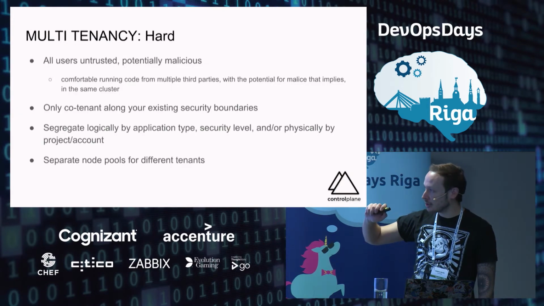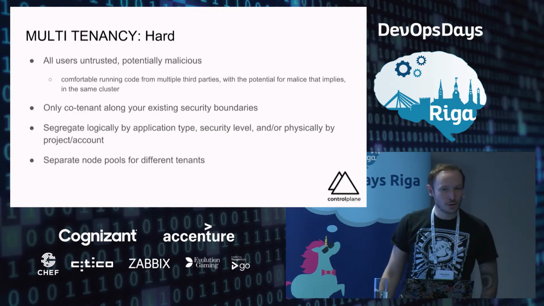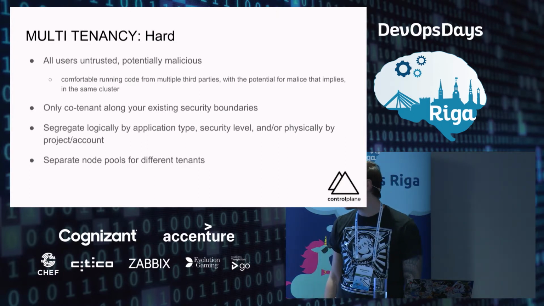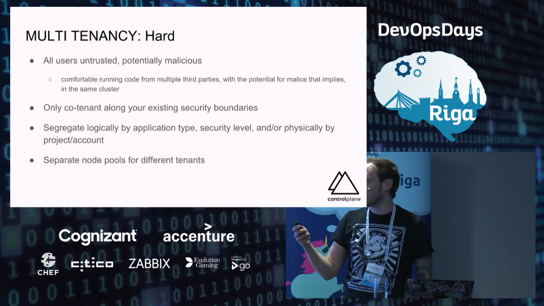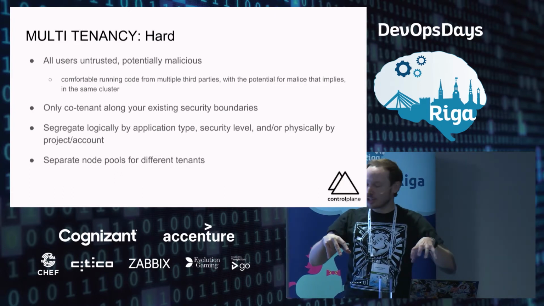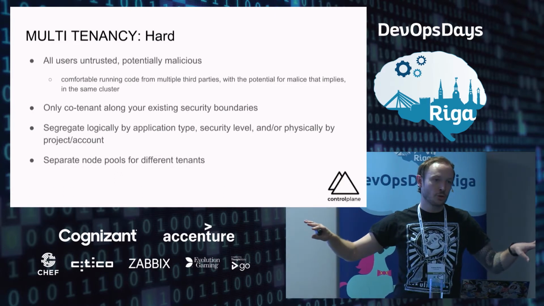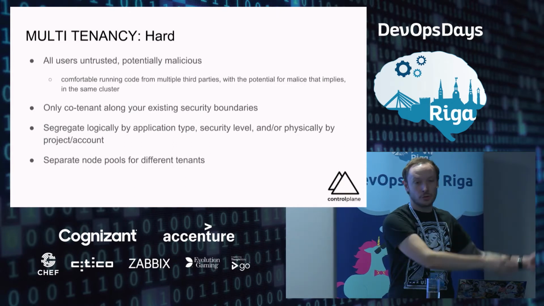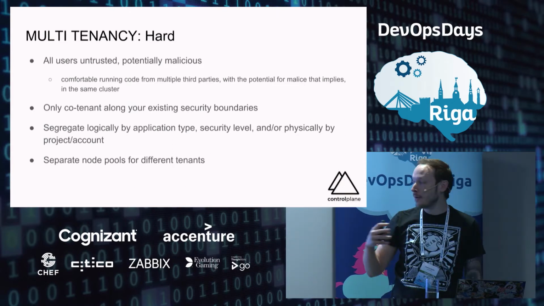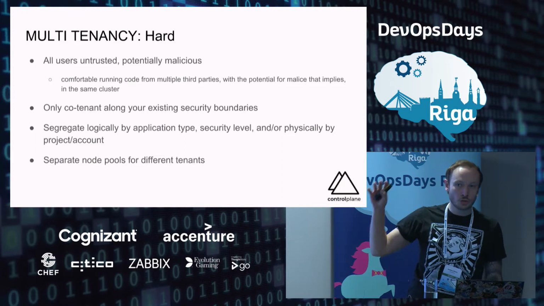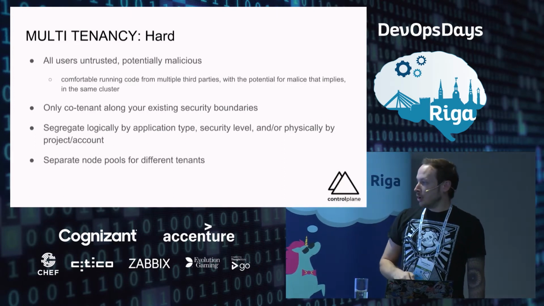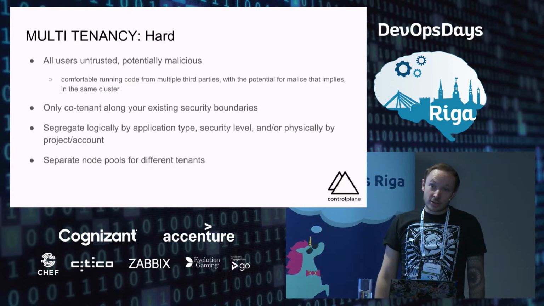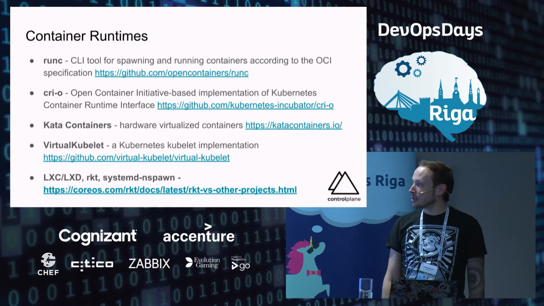Harder multi-tenancy, co-tenant along existing security boundaries. It's kind of self-evident, but if you have data concerns or concerns about intercommunication between nodes, use traditional network tools, use VLANs if you want, use physical segregation. Kubernetes is not a panacea. You can't just multi-tenant in Kubernetes without serious consideration. And separate node pools for different tenants on a hard multi-tenancy system.